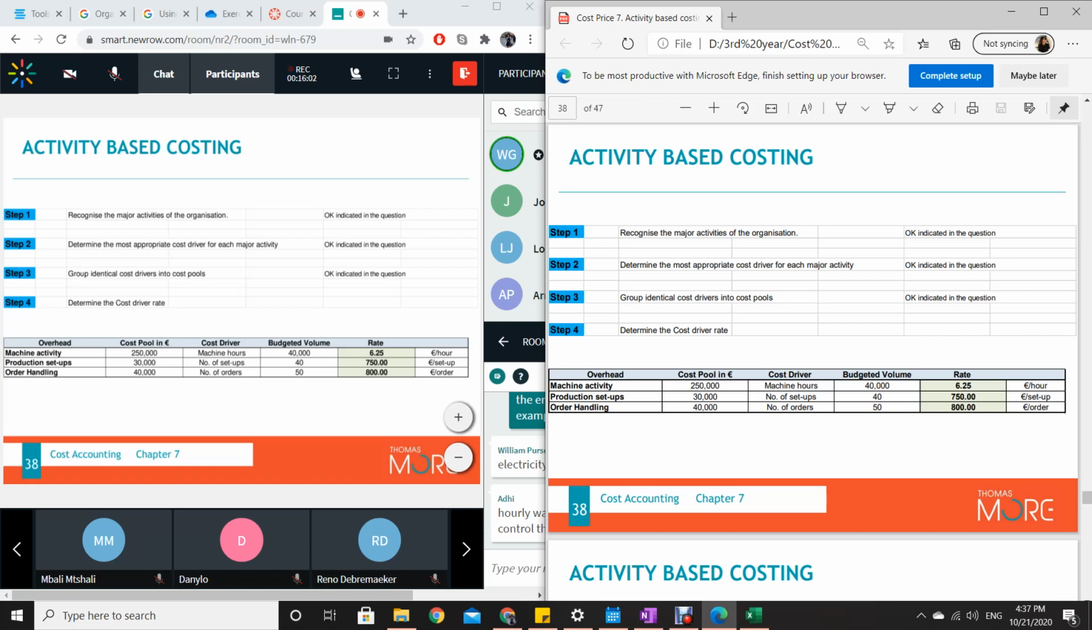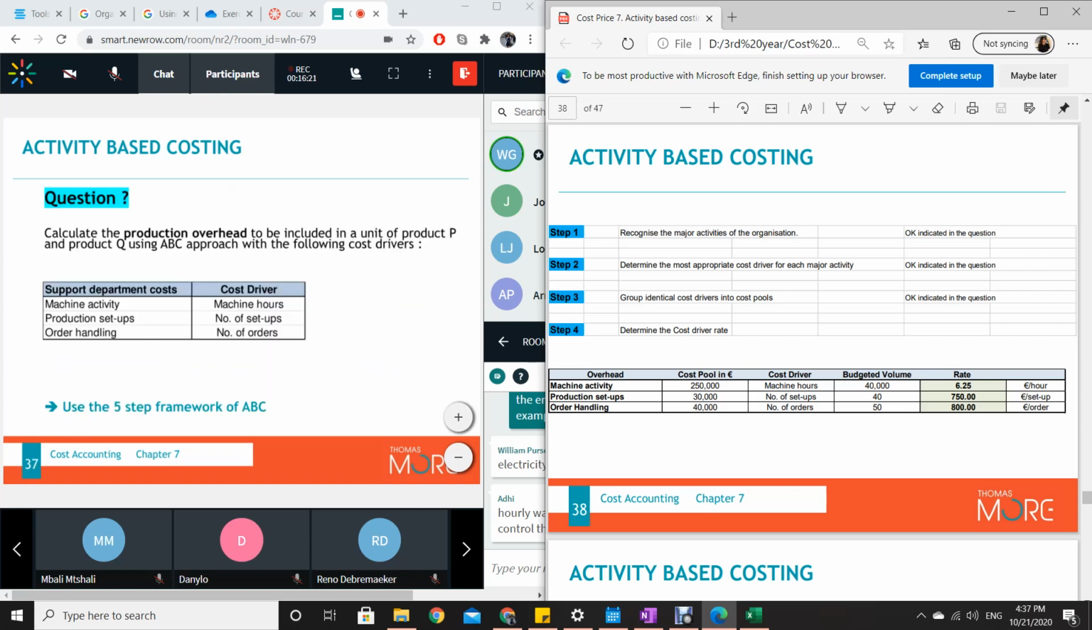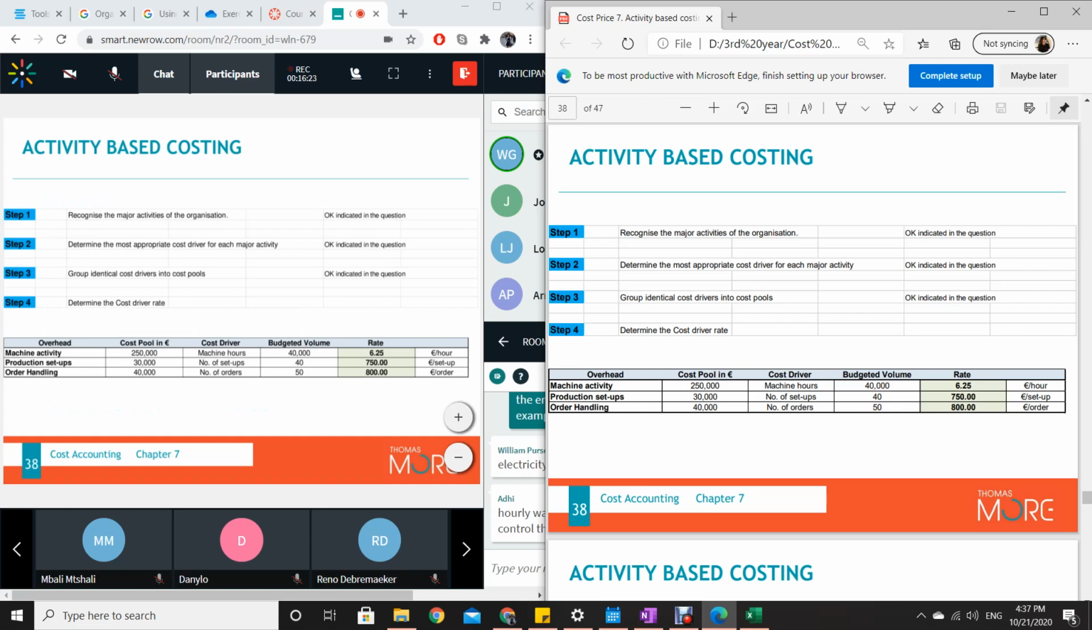We do the same for the production setups, 30,000 divided by 40, because the total number of setups for products P and Q is 10 plus 30, which is 40. The same we do for the orders handled. 40,000 is the total cost. We have 50 orders, so it means 800 per order.